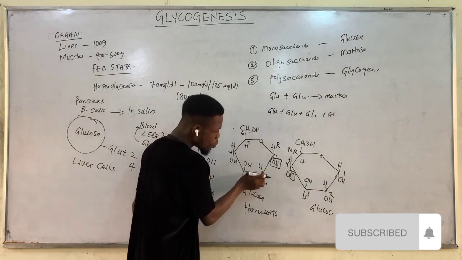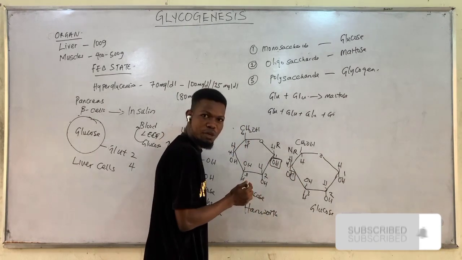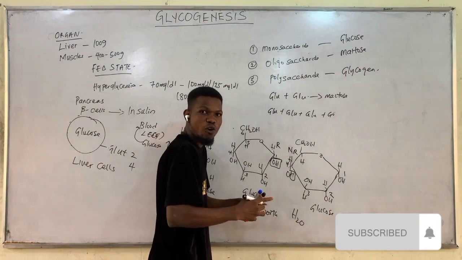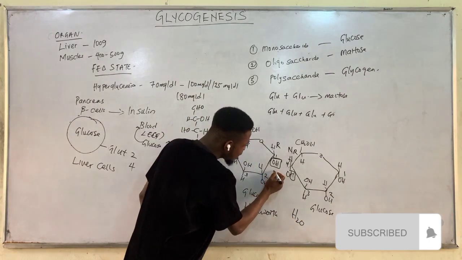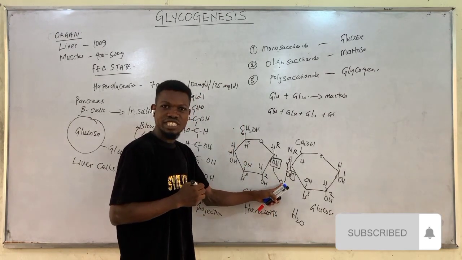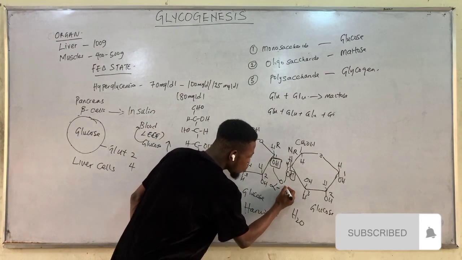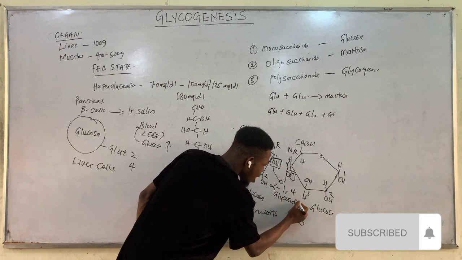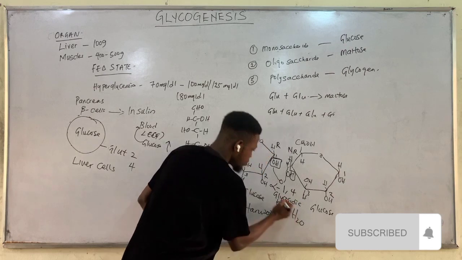So when he donates OH and H, what will be released? Water, H2O, will be released during the process of combining the glucose. So what we make is the linkage bonded by what? This is what we call the alpha 1,4 glycosidic bond.